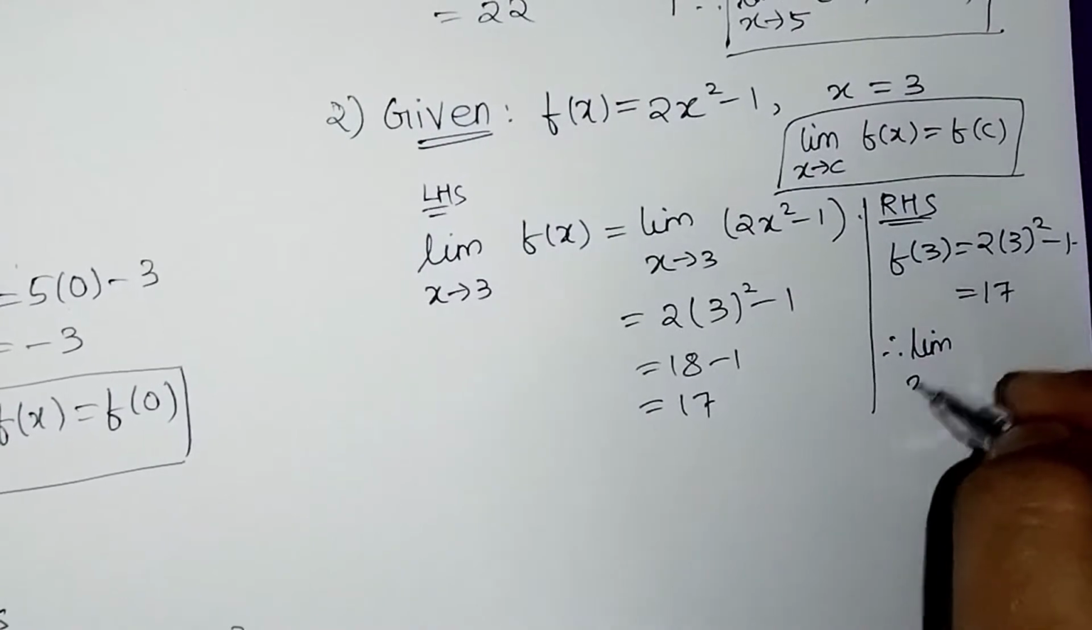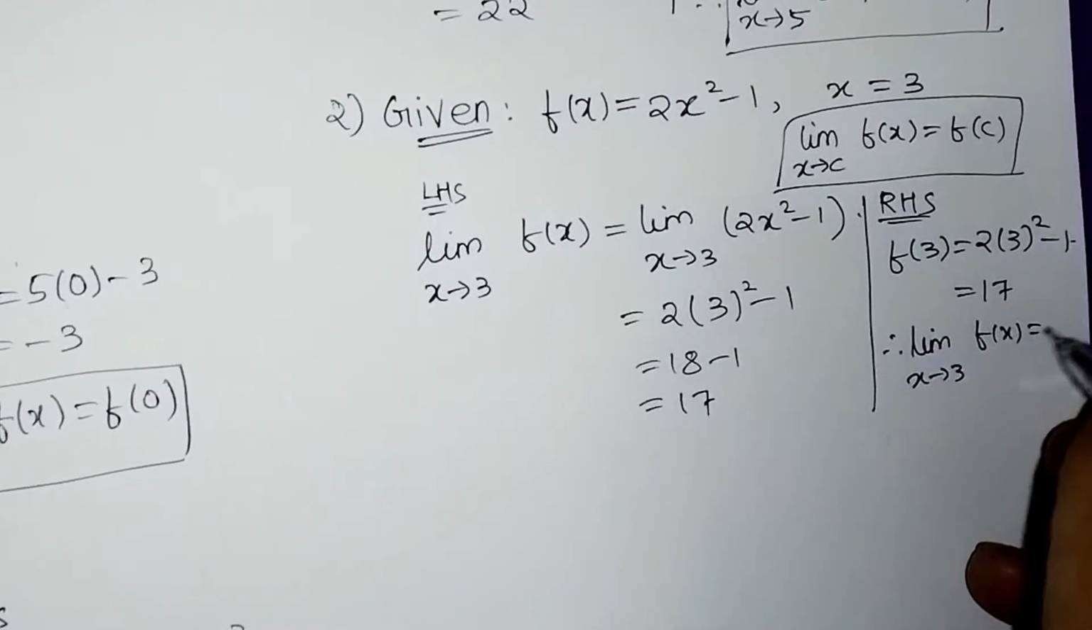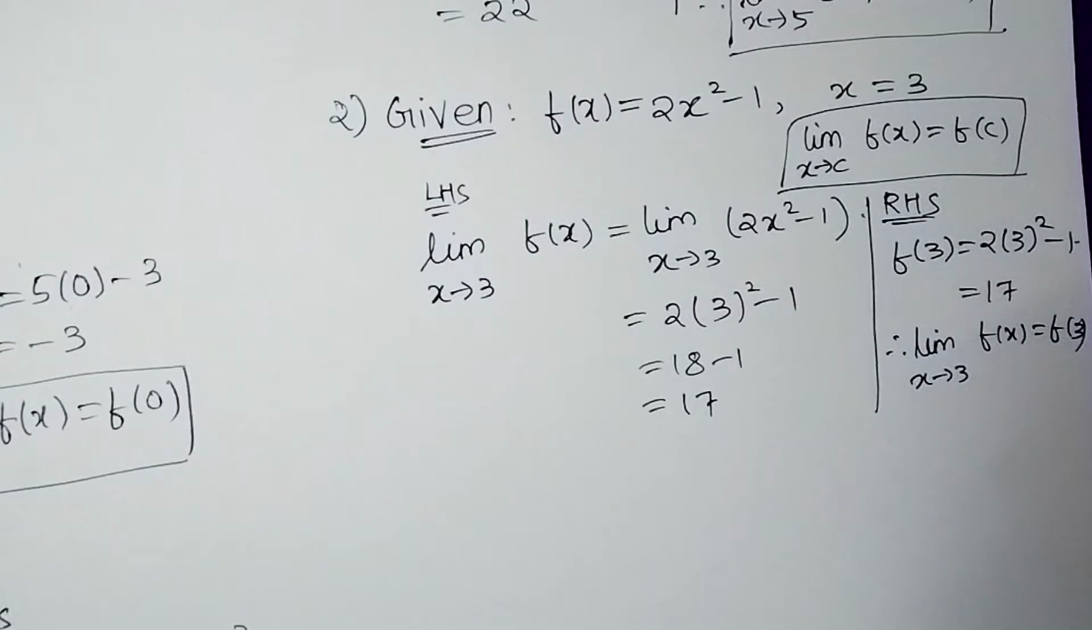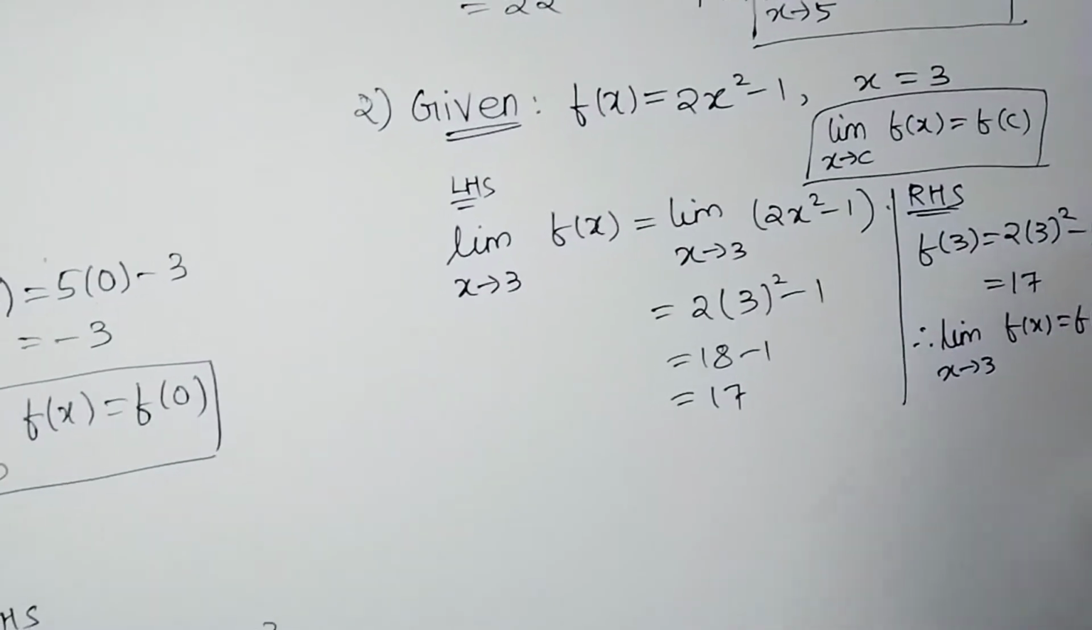Therefore, limit x tends to 3 of f(x) is equal to f(3). Therefore, the function is continuous at x = 3.